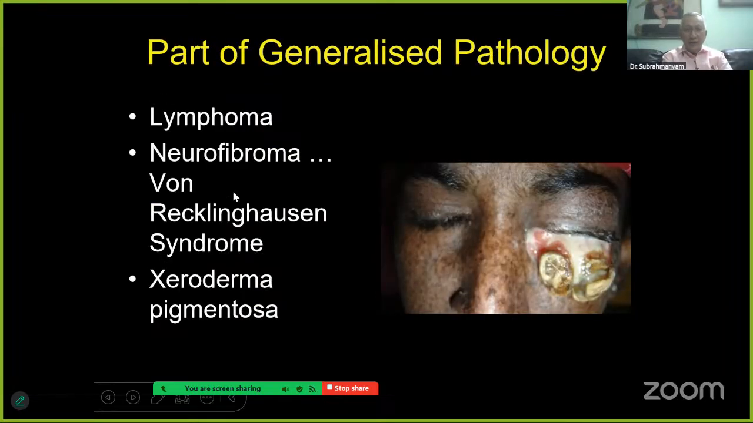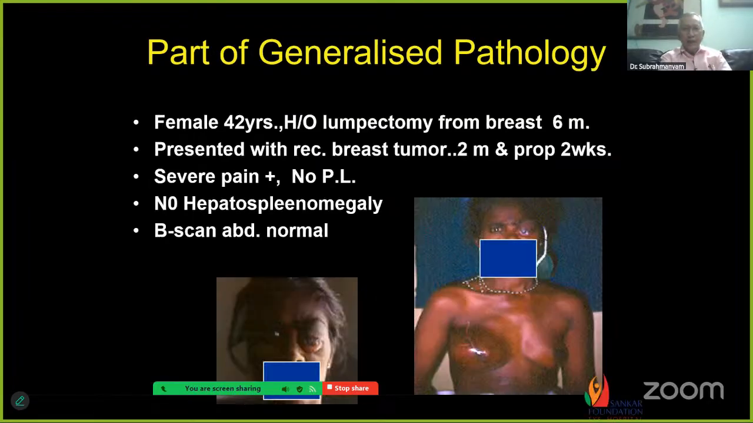So as I said, orbital tumors can present with proptosis, and can be a part of generalized pathology like lymphoma, neurofibroma, von Hippel-Lindau syndrome, xeroderma pigmentosum. A part of generalized pathology.